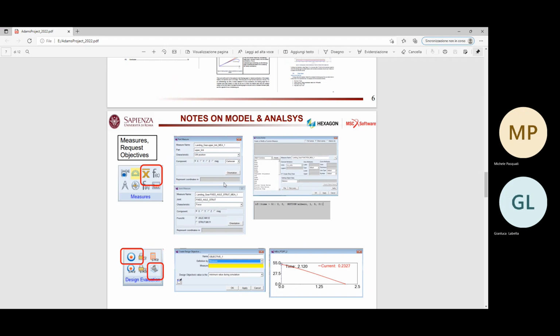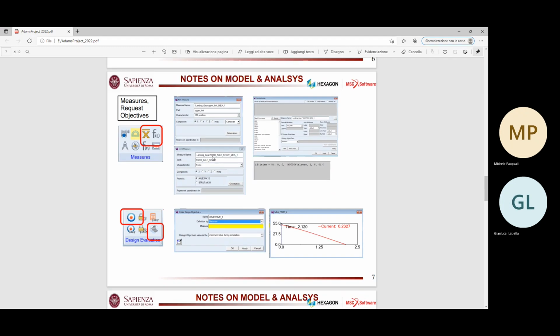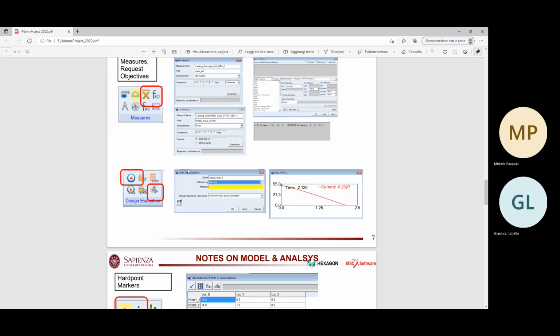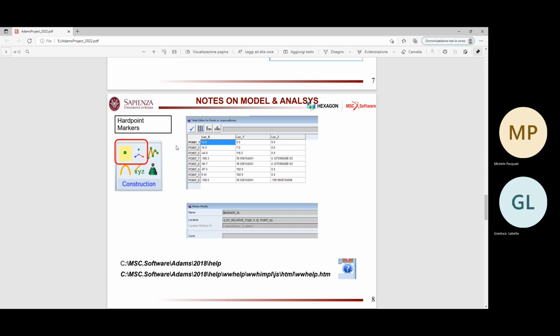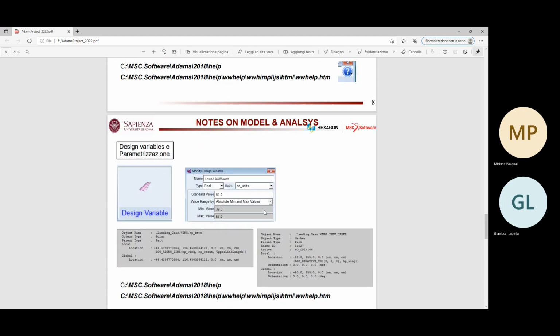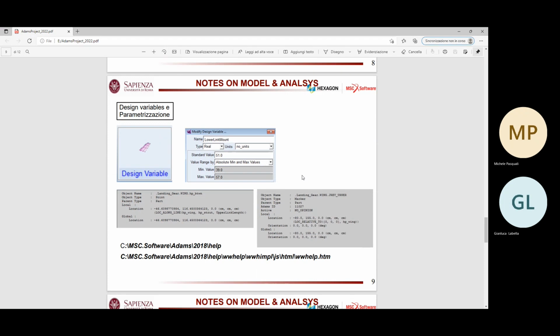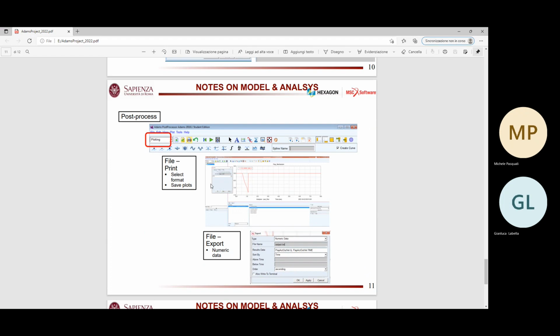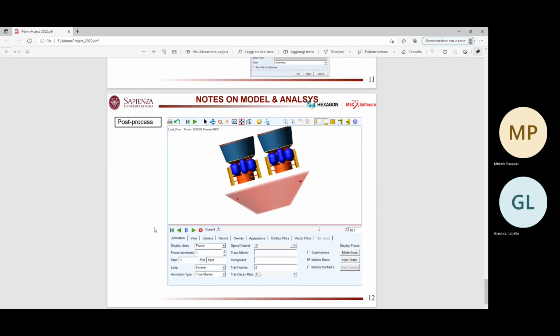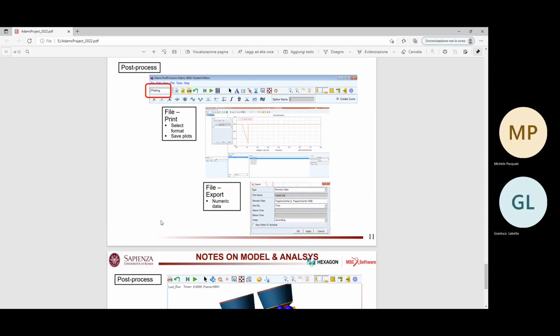Here I put some hints on the elements that you will be using: measures, design evaluation, tools, construction elements. Here is the parameterization that I was mentioning. And then you can put sensors if you want, and of course, you will be required to extrapolate some post-processing results, so graphs, videos if you want, and put that into your assignment. This is pretty much it.